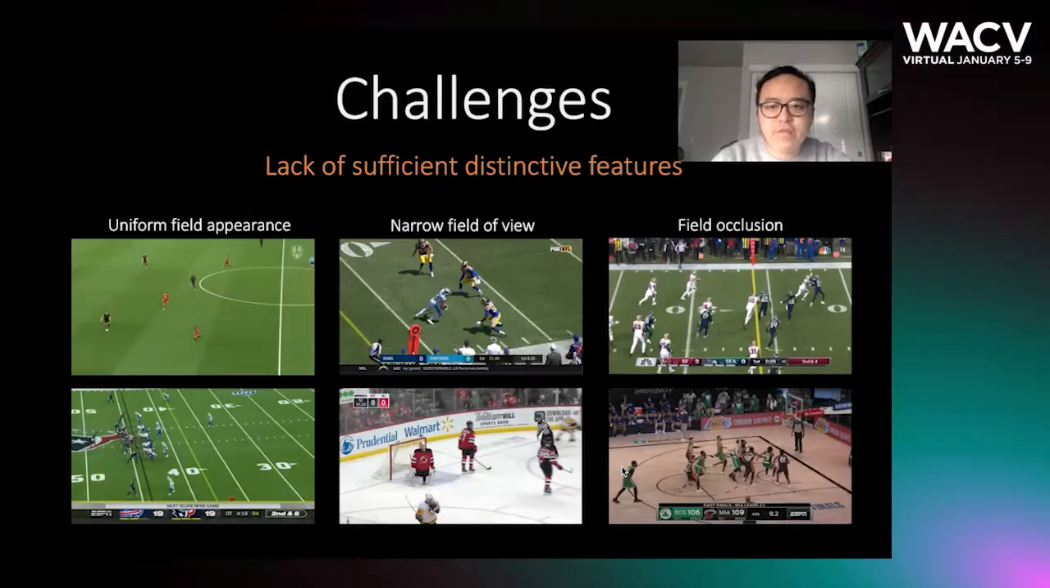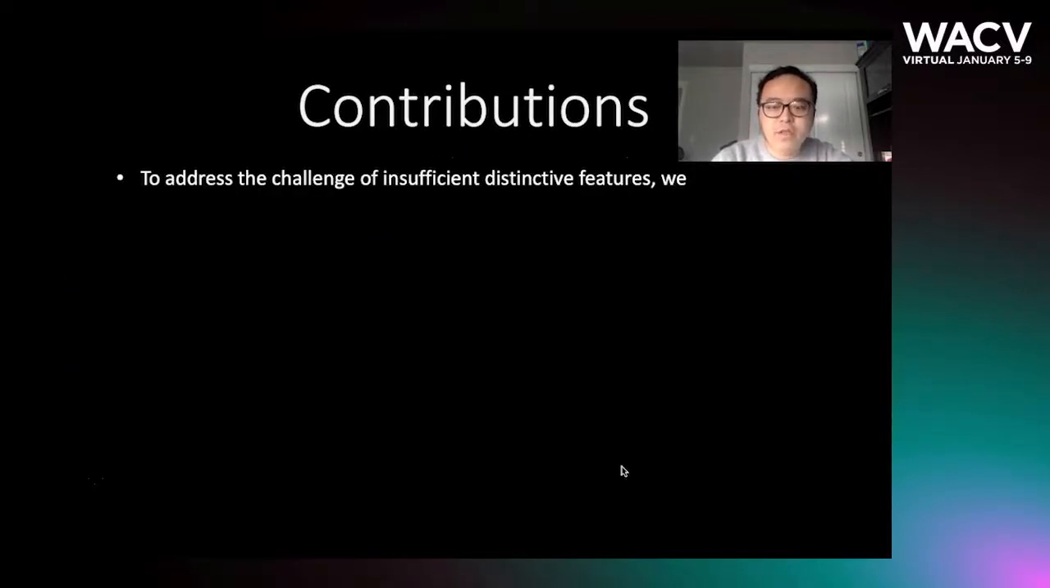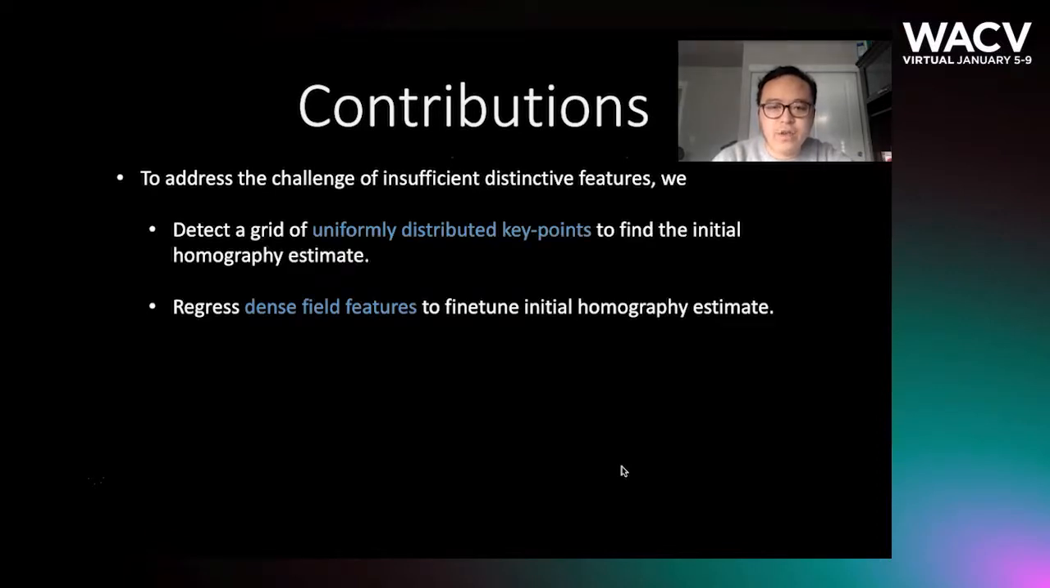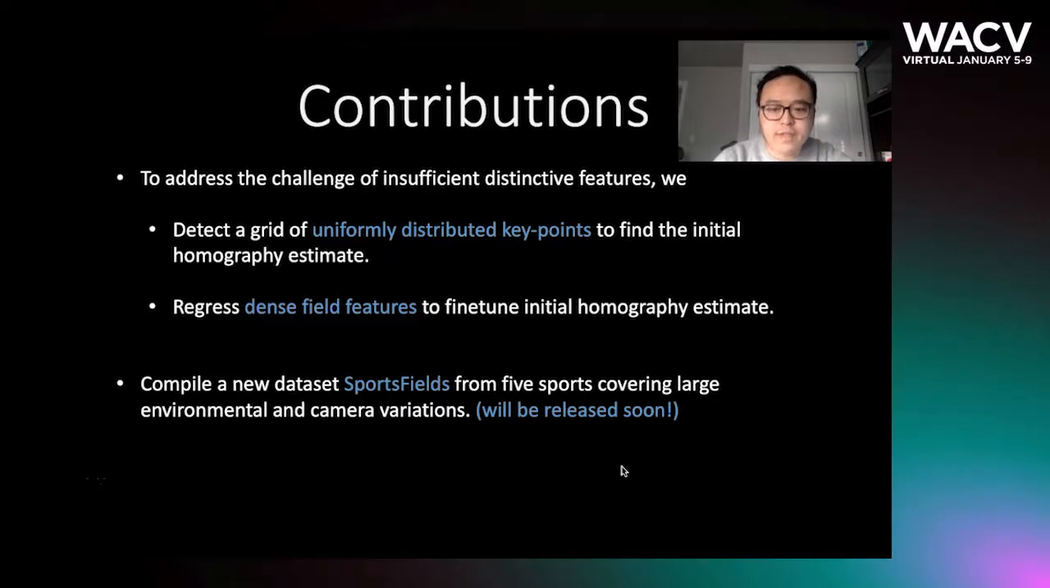The biggest challenge for having an accurate sport field registration is the lack of sufficient distinctive features. This challenge can emerge from three sources. First, the uniform field appearance. Second, the narrow field of view. Third, the field occlusion. So in order to address this challenge, we detect a grid of uniformly distributed key points to find the initial homography estimation. Then we regress dense features to fine-tune this estimation. We also compiled a new dataset called SportsField from 5 sports, covering large environments and camera variations.